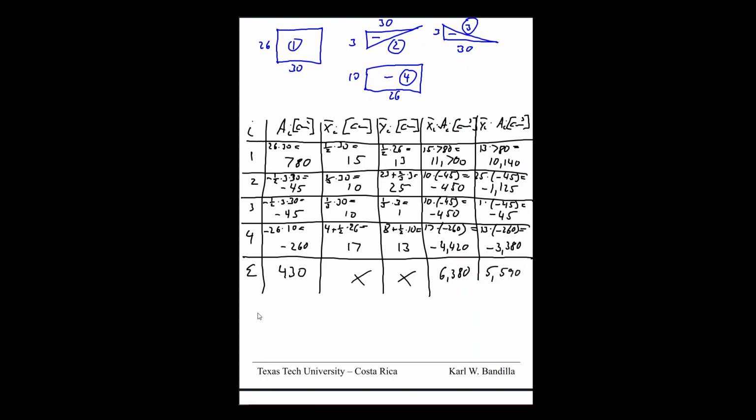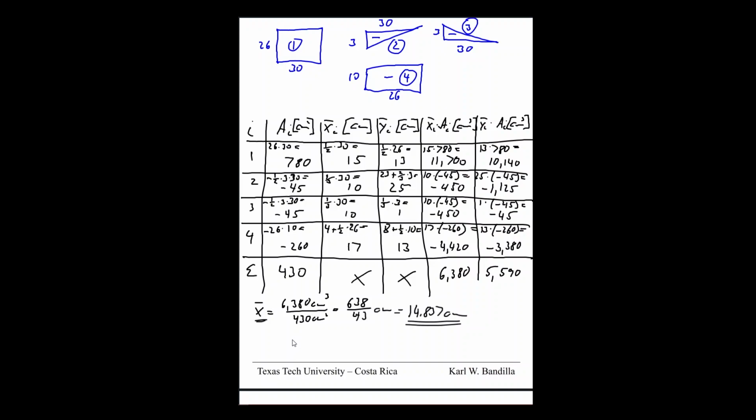590 there. So I know that X bar is going to be 6,380 centimeters cubed divided by 430 centimeters squared, which gives me 638 over 43. These fours are getting annoying. 43 centimeters. If I calculate that out, 14.837 centimeters. That would be my centroid here.